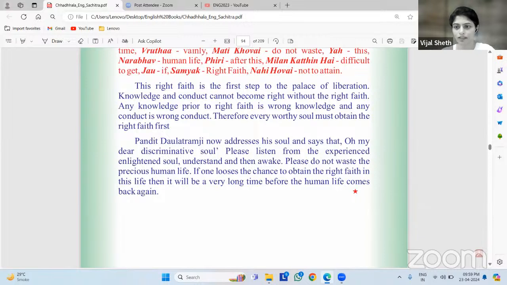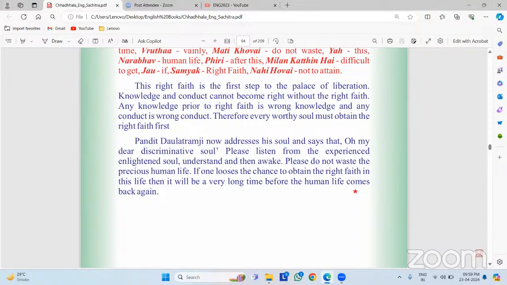Okay, read, Jaini ji, read. Yeah, just this right faith is the first step to the palace of liberation. Knowledge and conduct cannot become right without the right faith. Any knowledge prior to right faith is wrong knowledge, and any conduct is wrong conduct. Therefore, every worthy soul must obtain the real right faith first.